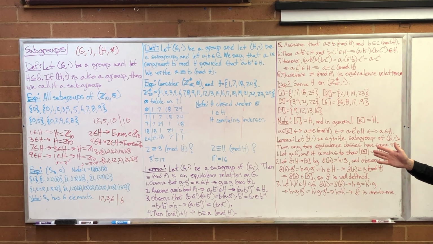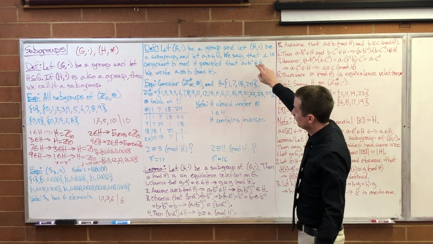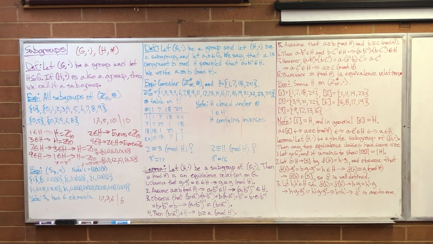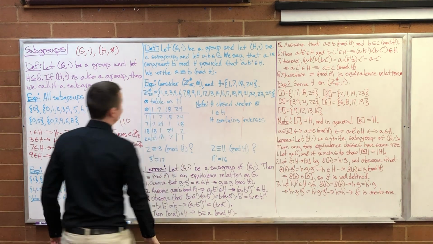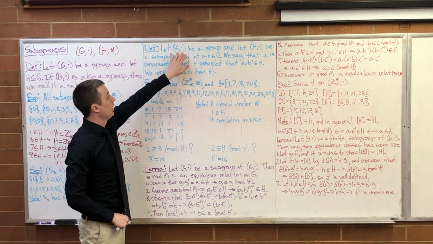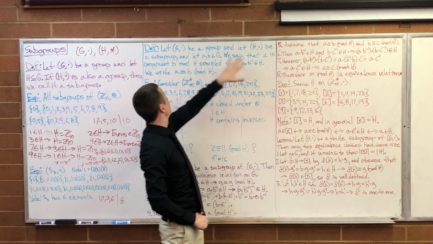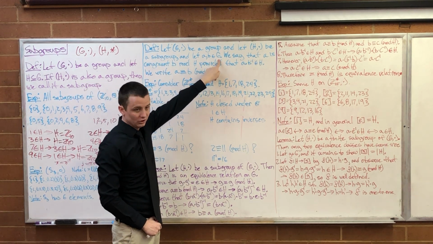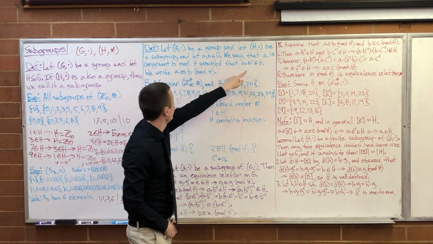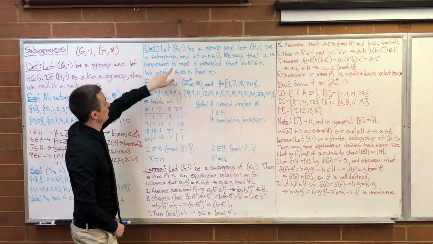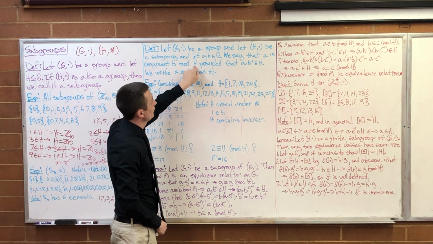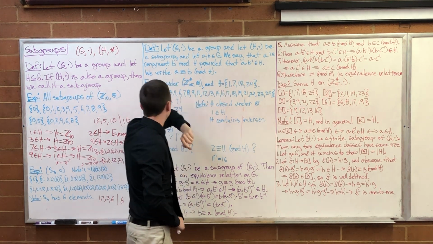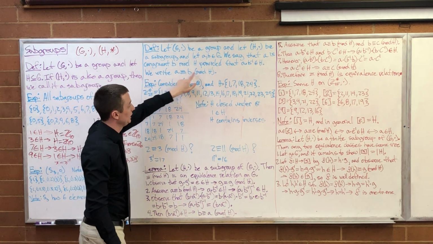Okay, let's see. So now we're on to our next definition. Okay, the definition that's going to be the hardest thing for you to swallow in this class. So let G dot be a group, and let H dot be a subgroup, and let little a, little b be elements in G. We say that A is congruent to B mod H, provided that A dot B's inverse is in H. And we write A is congruent to B mod H.